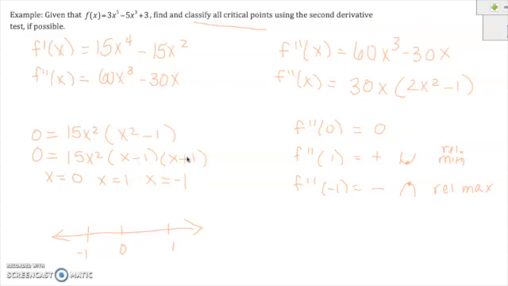Negative, positive, positive. So this is going to be negative. And if I plug in positive 1/2, I once again am negative. So this is neither, so all that work to find out this is neither a max or min.